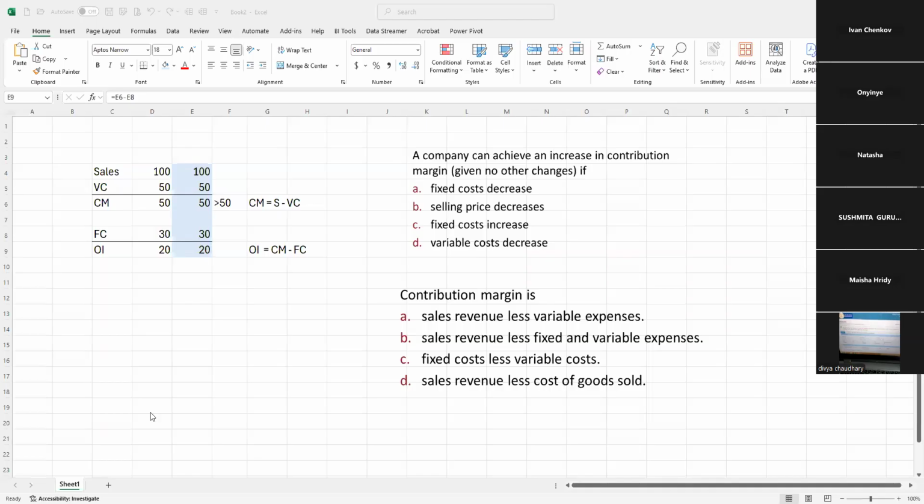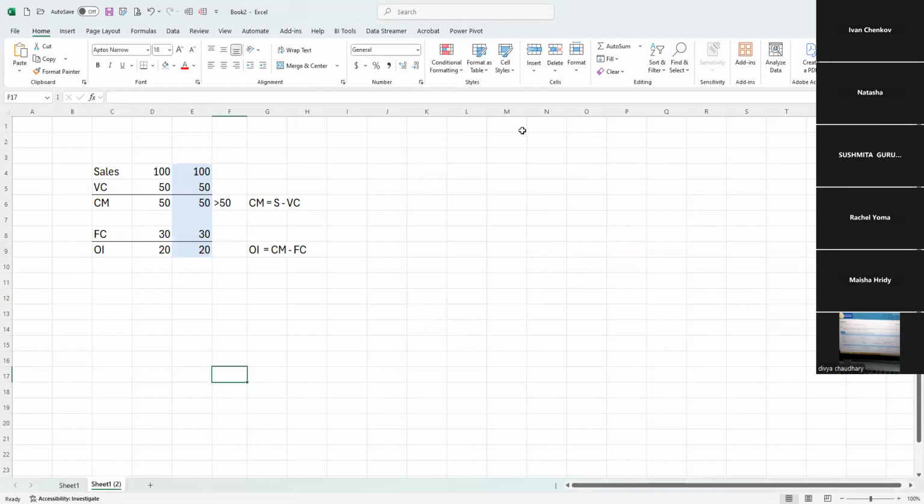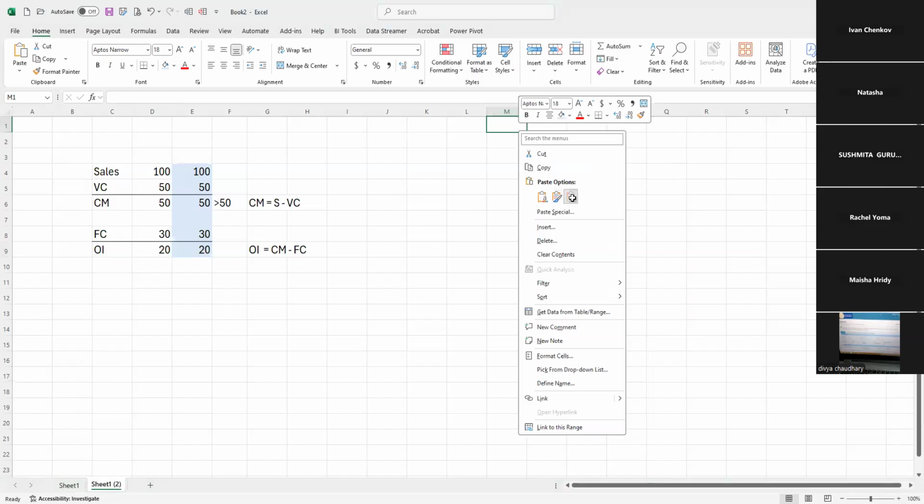Can we have two answers here? Yeah, the contribution margin ratio, is it possible? But if we divide by the margin ratio, we can also find the break-even point in units. So let's see. Is it possible to have two answers here?